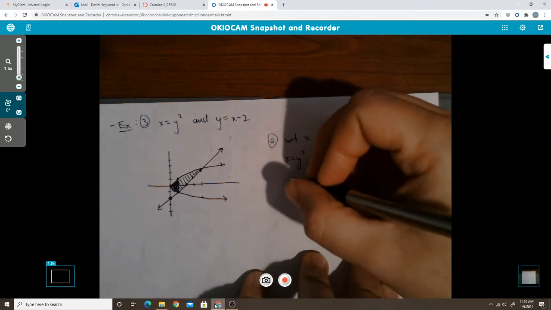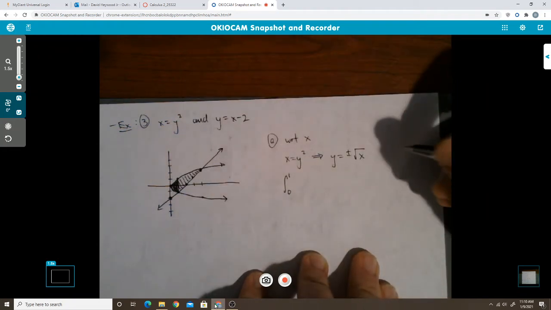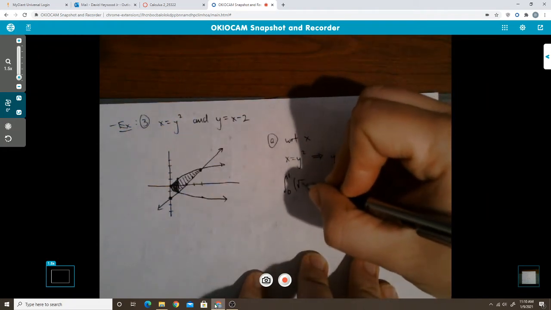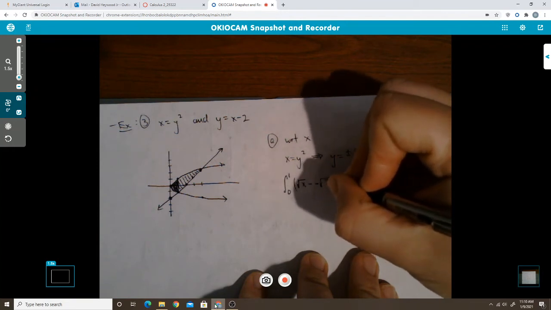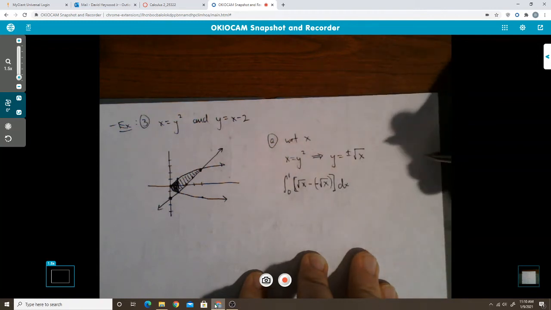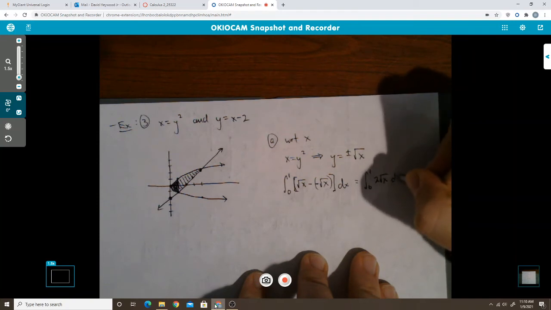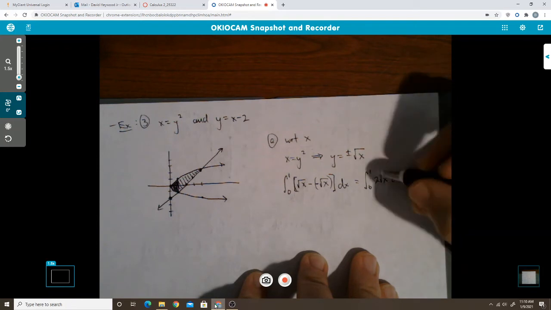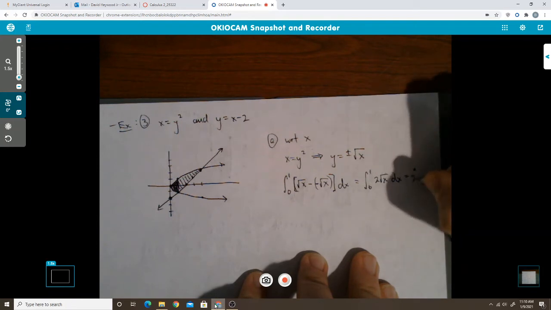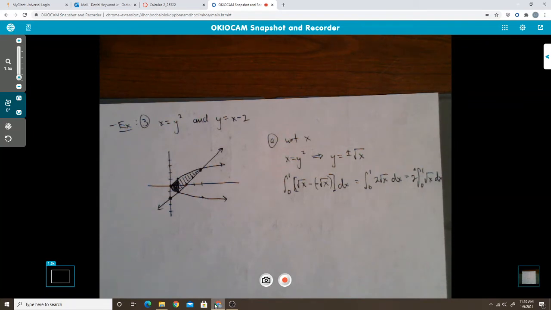So I'm going to integrate from 0 to 1. I'm going to do root x minus negative root x, or in other words, 2 root x. Or if you prefer, you could think of it like 2 times the integral of root x dx. And each one of these should make sense. That's the way that we're going to calculate that.